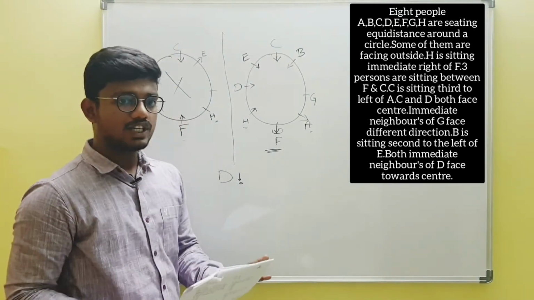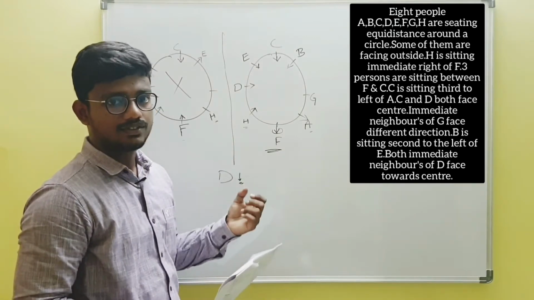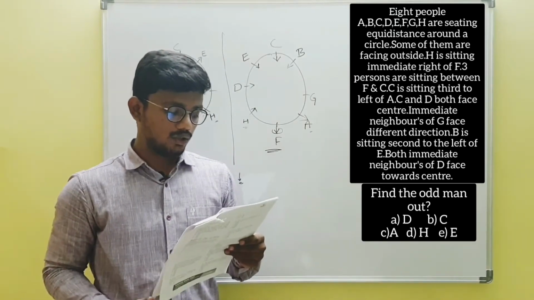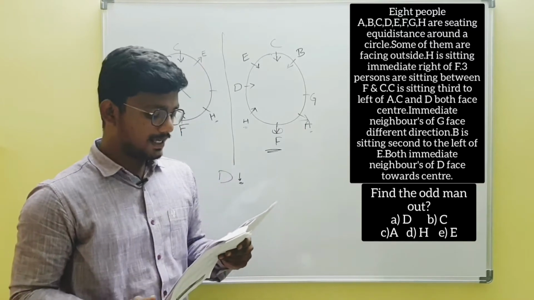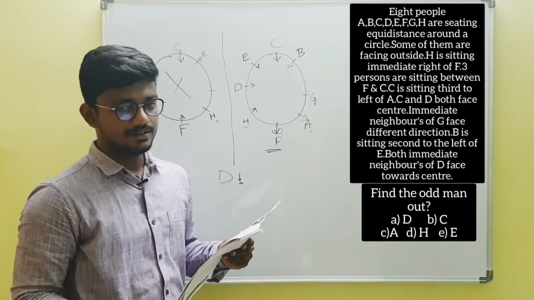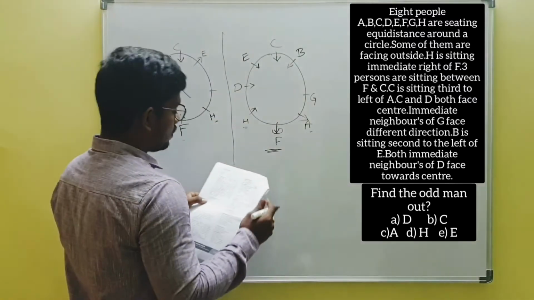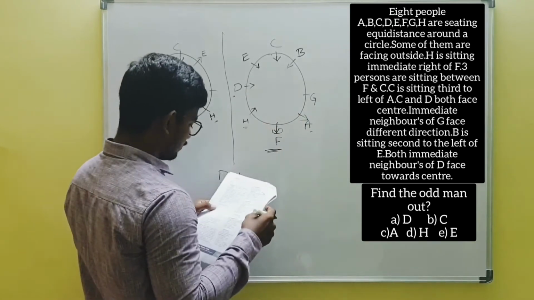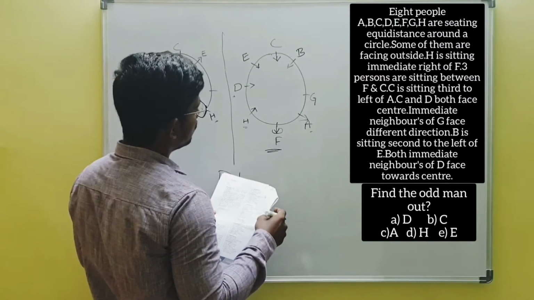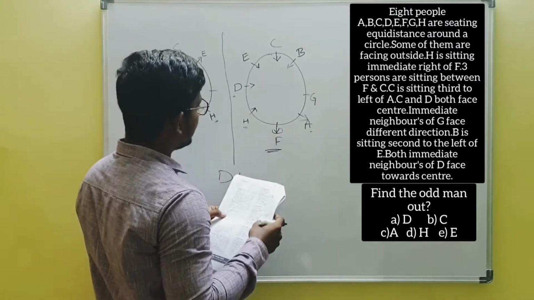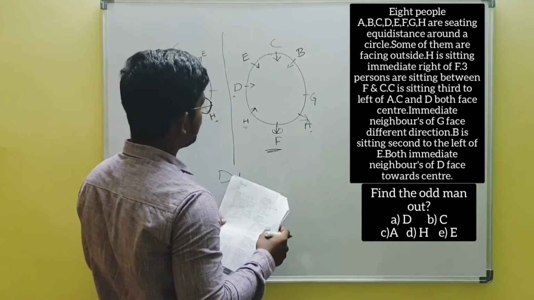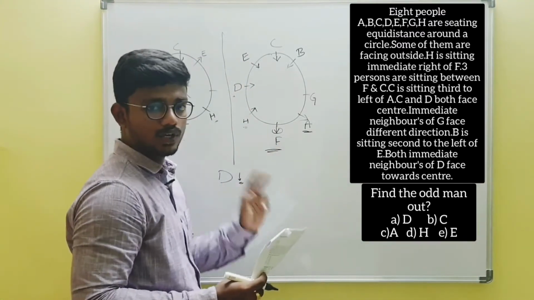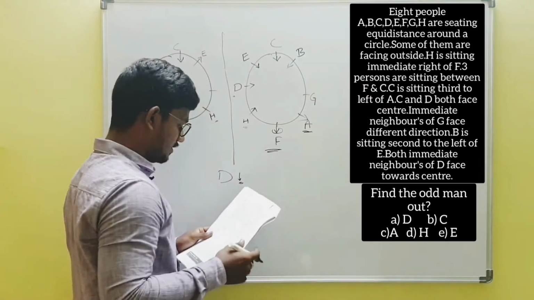So while reading the question, we have to note down the steps, or else we will suffer with time. The question is: find the odd one out. Options are A D, B C, C A, D H, and E. Let us verify them. D is facing towards the center, and C is also facing inside, and A is facing outside. H and E both are facing inside. So the odd one is A, who is the only person facing away from the center. So he is the odd man out.